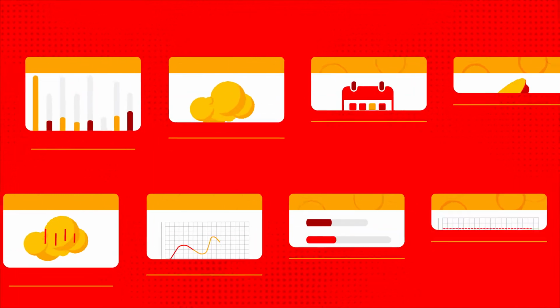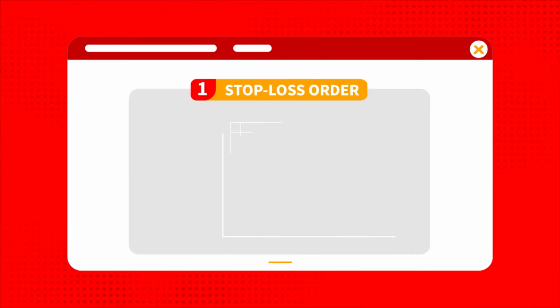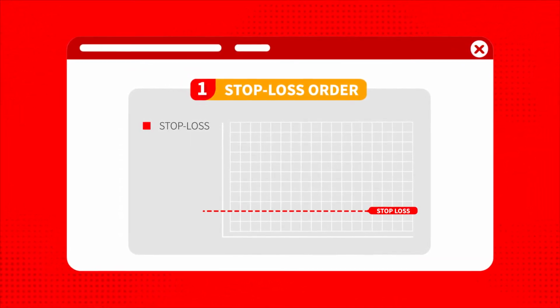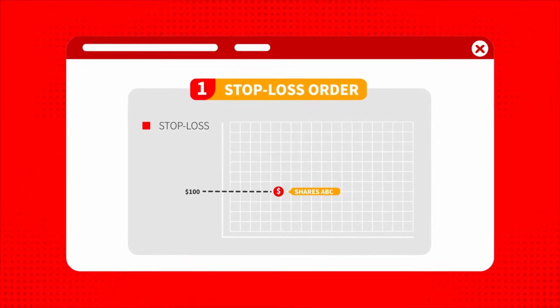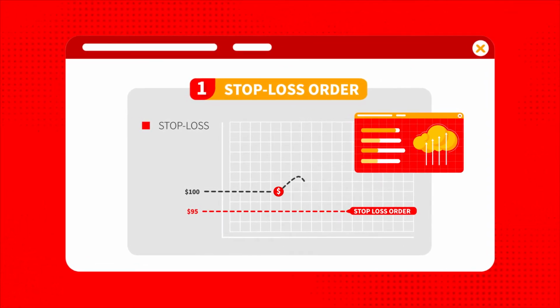Let's take a look at examples of each of these. Starting with a stop loss order. When opening the trade, the trader has the option to place the stop loss order. Let's say a trader pays $100 for 100 shares of ABC. They then place a stop loss order at $95 as per their risk parameters.